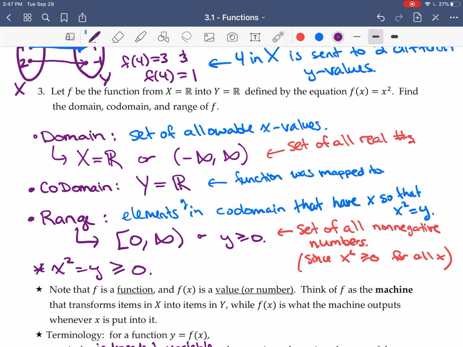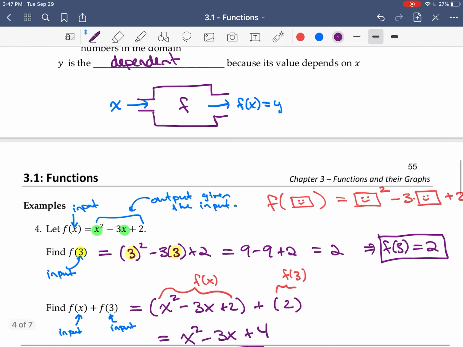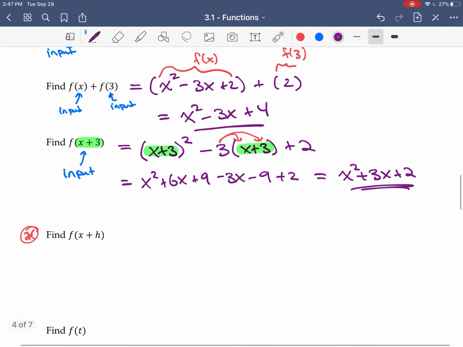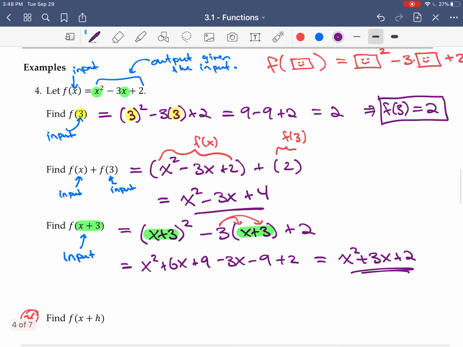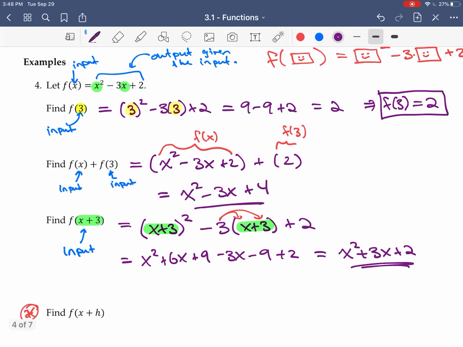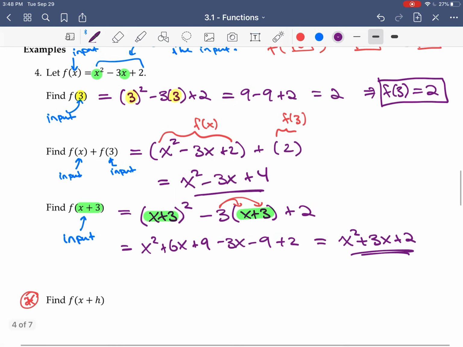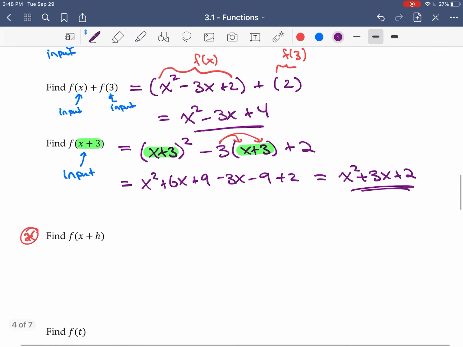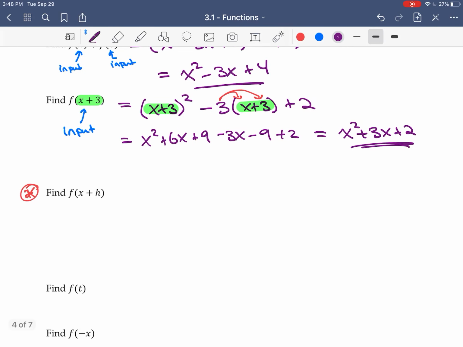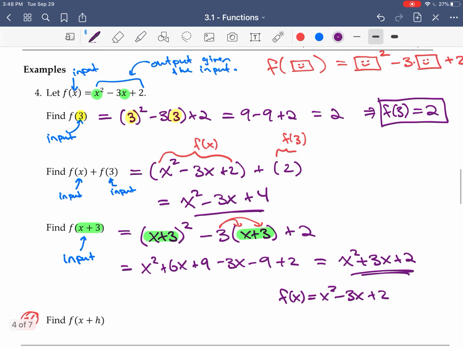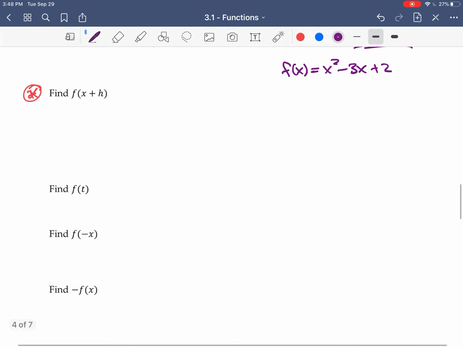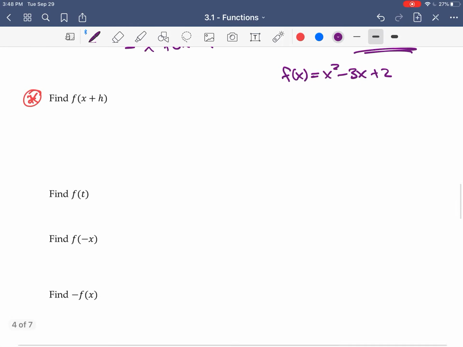Okay, so let's try another one. So this one is more about function notation. Okay, so here's my f function. I'm going to write it again down here. So f of x, just so we have it, is x squared minus 3x plus 2. Okay, so that we have it. And then we're going to do these other ones.